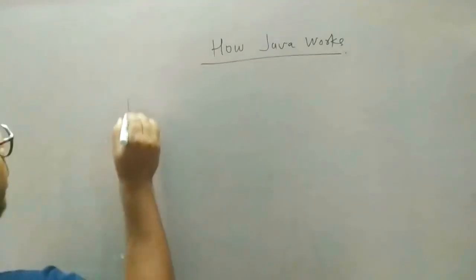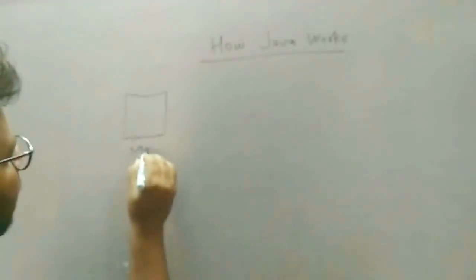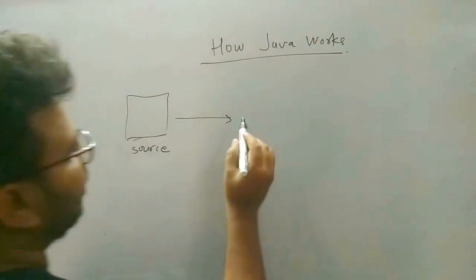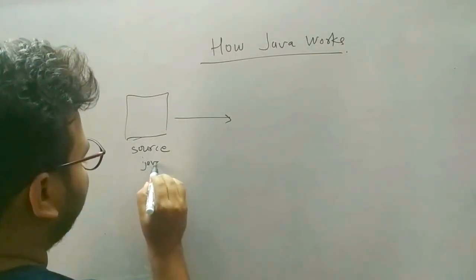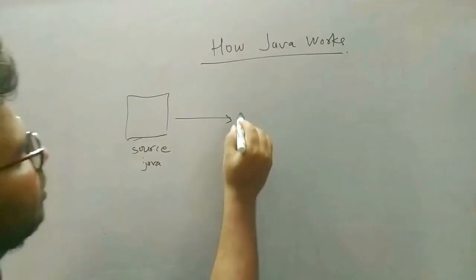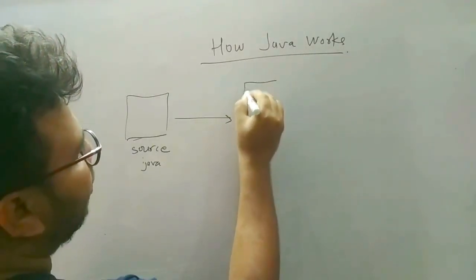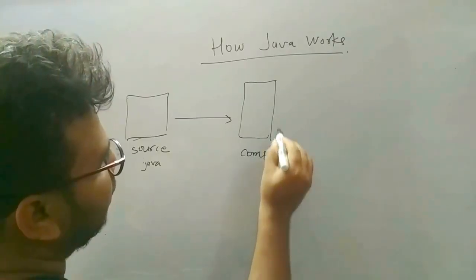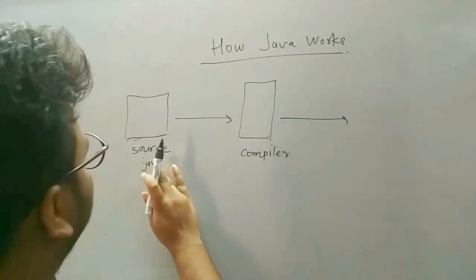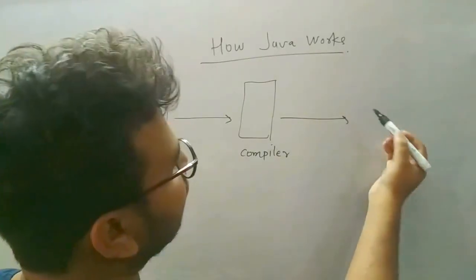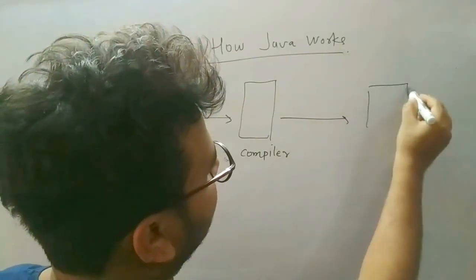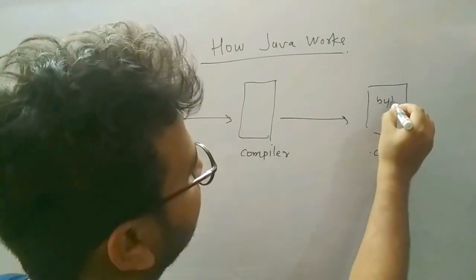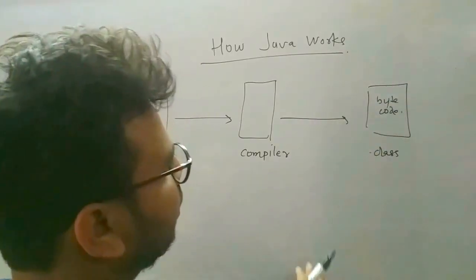So here is our source file. It has a .java extension. Then we have a compiler. Here is our compiler. This compiler compiles this source file, the .java file, into bytecode, and it has an extension of .class. This is the class file, which is generally in bytecode.